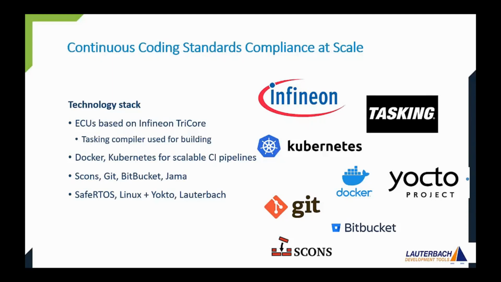Depending on the project, they use GNU GCC or Tasking cross compilers. They are very experienced with Docker and Kubernetes, which are used for scalable pipelines. For CI, they use Bitbucket and Git. And from the operating system's point of view, they use either SafeRTOS or Linux with Yocto.